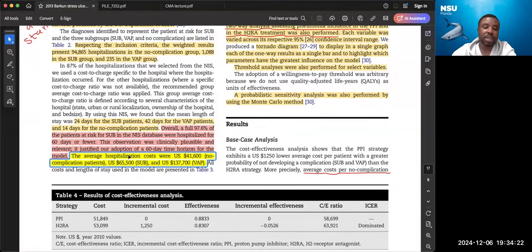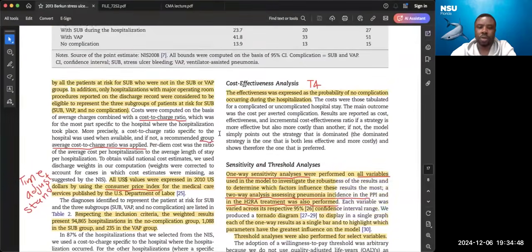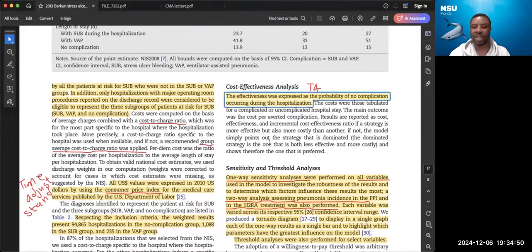Now for the cost, they saw that the average hospital cost for no complication was 41,600. And then for the stress ulcer bleeding was 65,500. And for the VAP was 137,700. And yes, so they did the cost effectiveness analysis, which we'll go through in the results section.